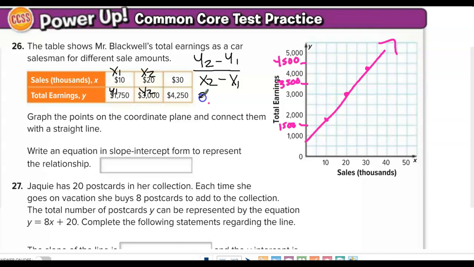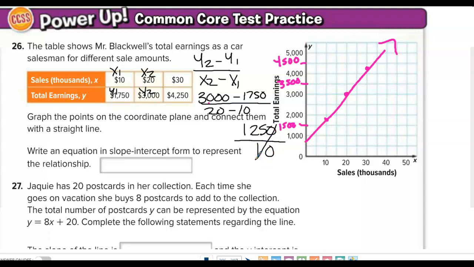I have 3,000 minus what, over 20 minus 10? So 3,000 minus 1,750 gives you what? 1,250. You can type that in the calculator if you didn't know it. And to simplify, I can just cross off my zeros, right? So you get your slope is 125.